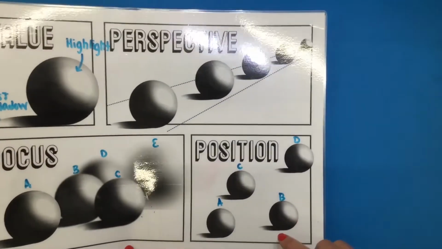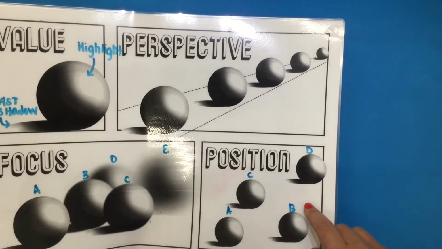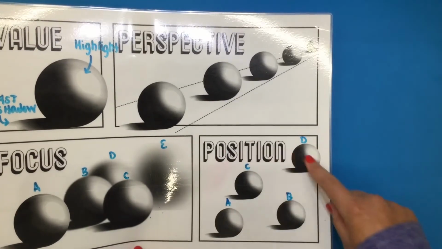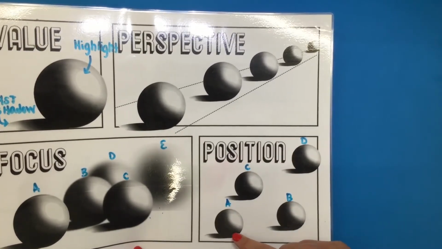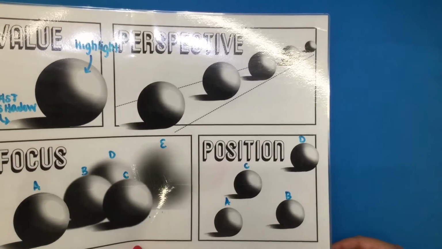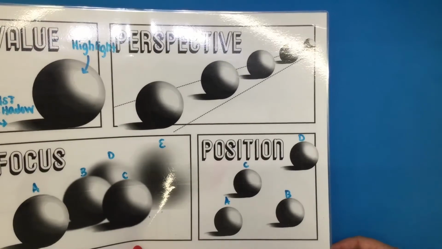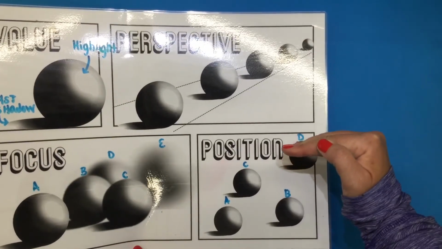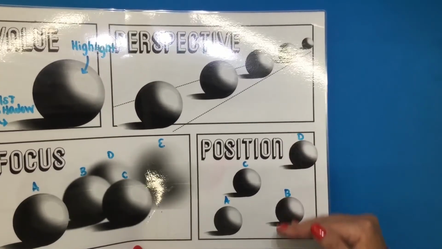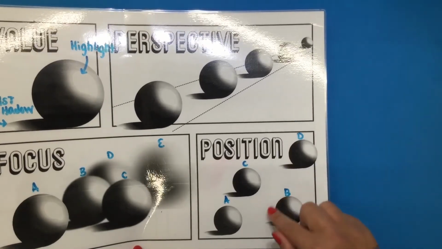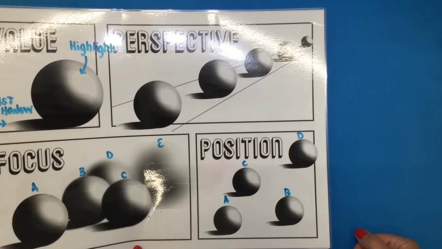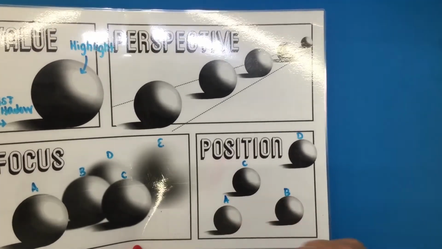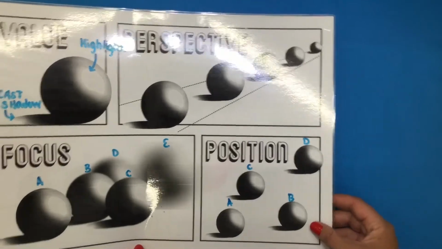The last way that we can create the illusion of space or depth is position. If you imagine that this square is like your paper, which sphere do you feel like is furthest away? D, you're right. Because D is higher up on the paper, that makes it appear as though it's further away, even though all the spheres have the exact same size. So, because A is farthest down on the paper, it seems like it's the closest.